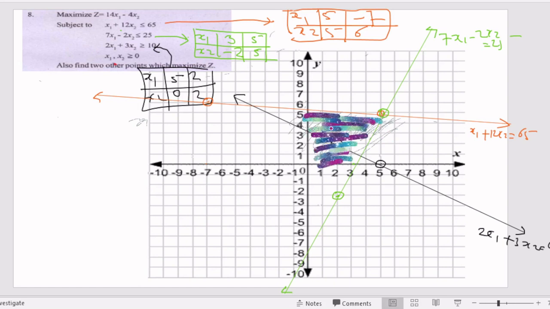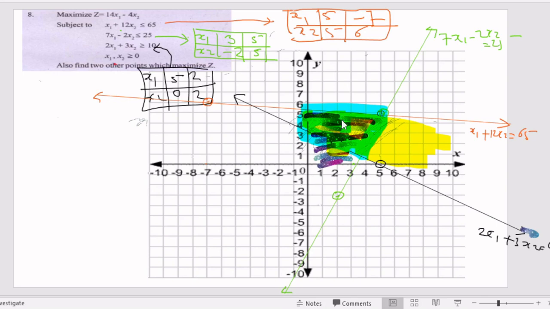Are you getting me? The last one, black, says greater than 10. So this is the black line, above this line. So what is the common area included in all the lines? The common area of all the lines is this one.